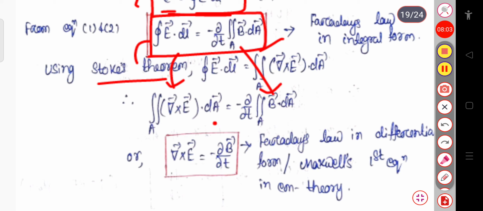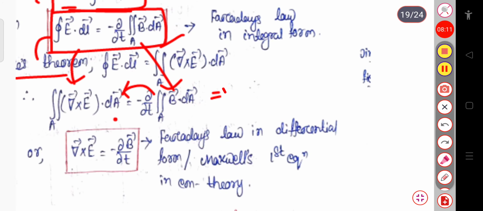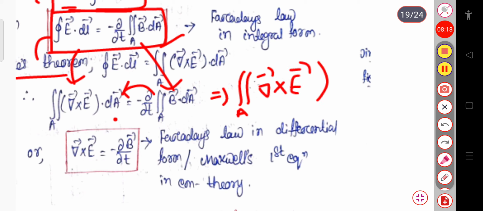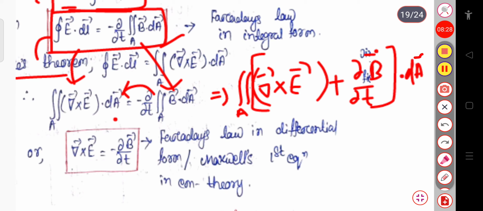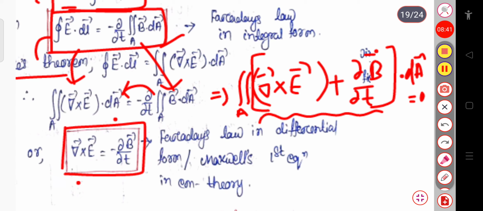And again, if I take this term onto the left hand side, let me write it here. The surface integral over A of del cross E will become plus, if I take the surface integral common, dou by dou t of B whole dot dA, that is equal to 0. So now this term equal to 0, or we can simply write del cross E equal to minus dou B by dou t. This is nothing but the Faraday's law in the differential form, known as Maxwell's first equation in the electromagnetic theory.